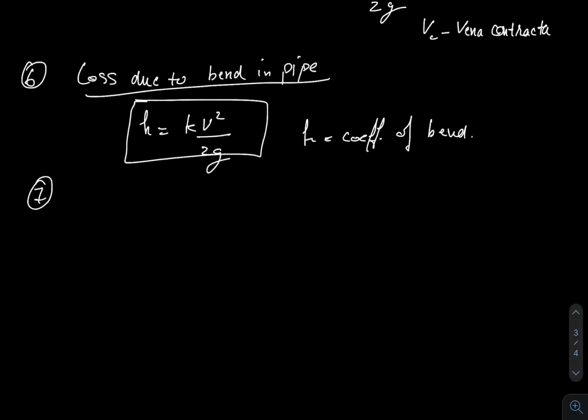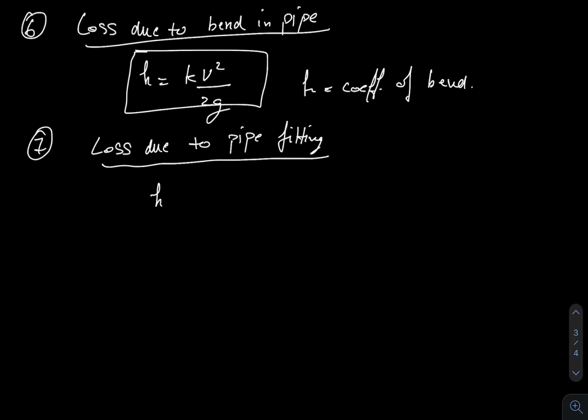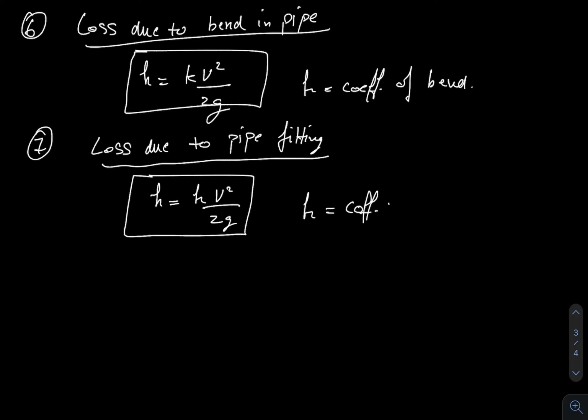Similarly, we have loss due to pipe fitting. Here also the head loss is calculated as H is equal to K V square by 2g. Here K is the coefficient of pipe fitting.